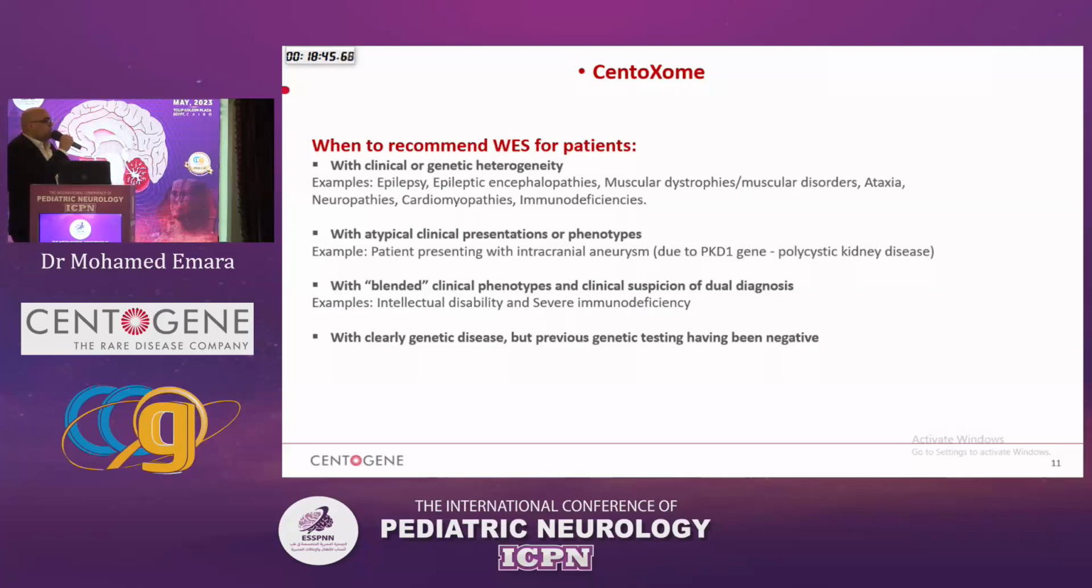It could be an atypical presentation for a polycystic kidney. If the patient is coming with blended or many phenotypes that are not related to a specific disorder, like a patient coming with an intellectual disability and severe immunodeficiency, here we cannot recommend a specific panel for this patient, so we can go for a whole exome. Or even if we did a genetic test before and it came out negative, and we need to go for a broader test. In these cases, we can recommend the whole exome to be considered as an option for a genetic diagnosis for the patient.